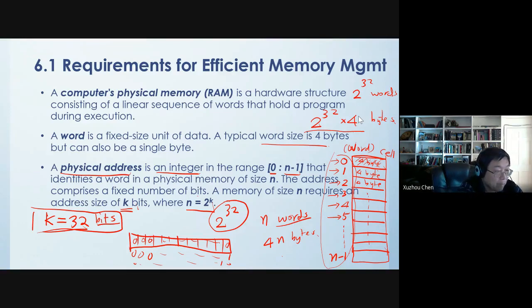We can quickly figure it out. So typically, 2 to the 10 is 1024. When we talk about 2 to the 10 bytes, that means it's 1024 bytes. That's 1 kilobyte, right?